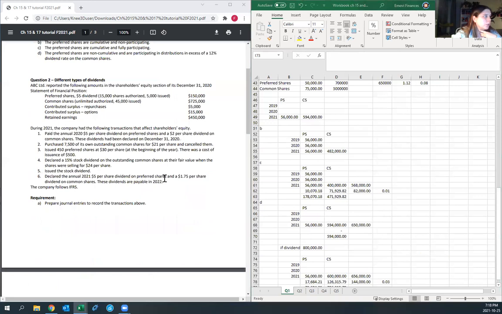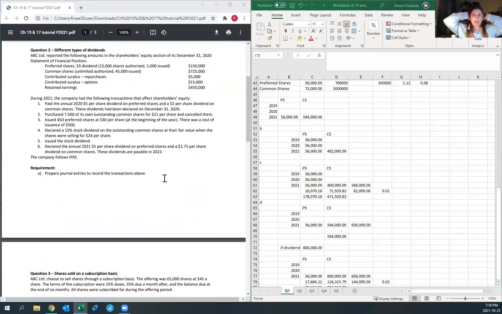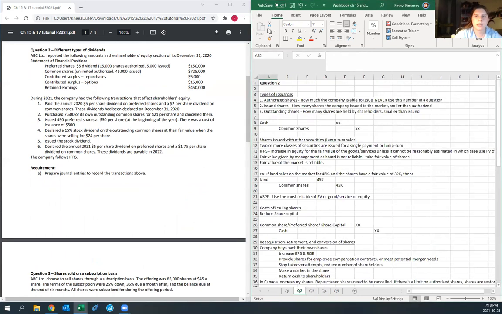So for question 2, it's about the different types of transactions that you can have in equity. I'll go through it a little bit before getting into the problem. So for the issuance of shares, there's 3 types. There's the authorized shares, so how much a company is able to issue. You never use this number in a question. You're not recording it. It's just the limit that the company can issue, but you're not using it for a transaction.